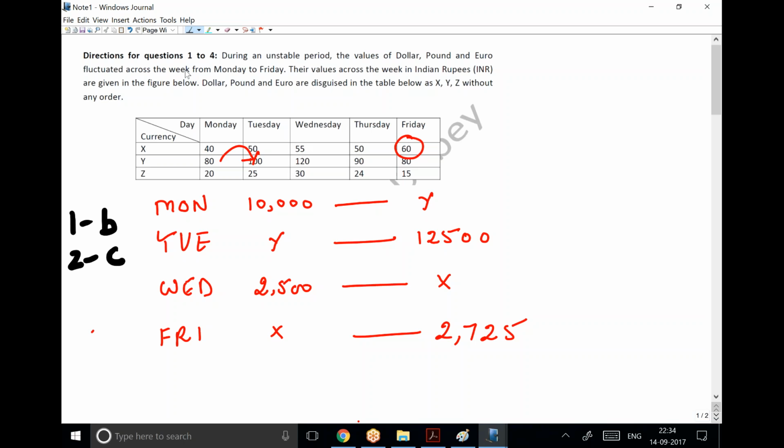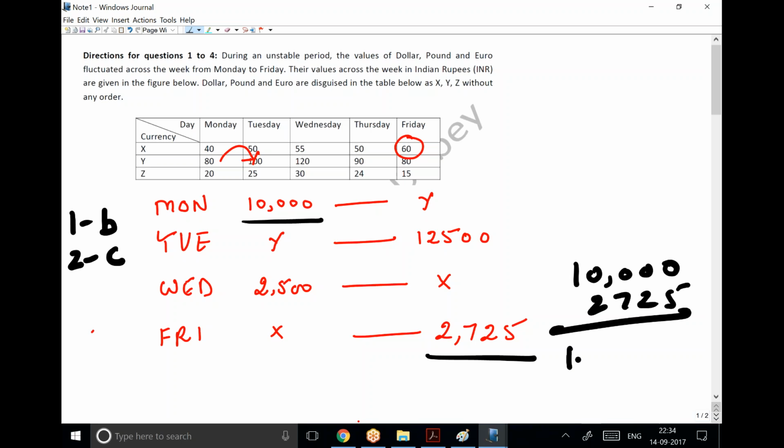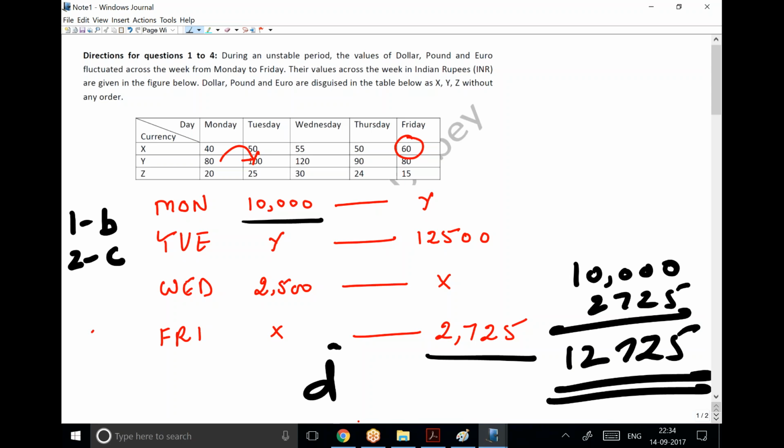And why is it so? Because from here to here there is an increase of 25%, and from here to here there is an increase of 1 by 11, which is 9.09%. So by the end, how much amount will he be having? 10,000 plus 2,725, which comes out to be 12,725, which is answer option D. So the right answer for this question is answer option D.